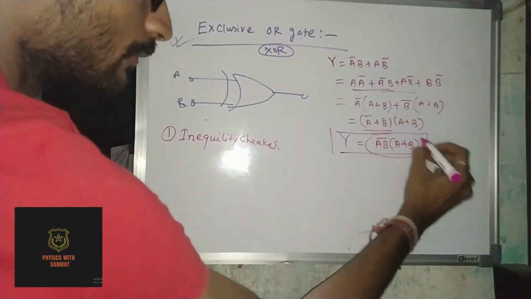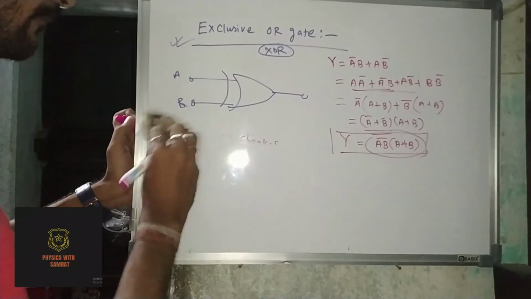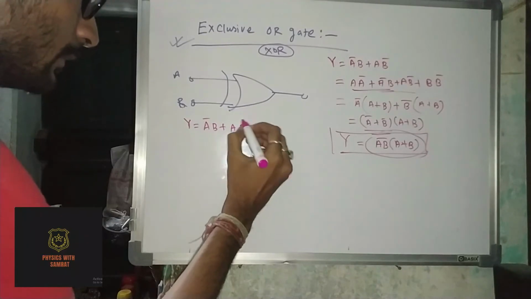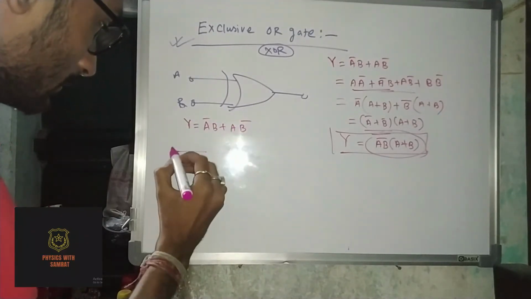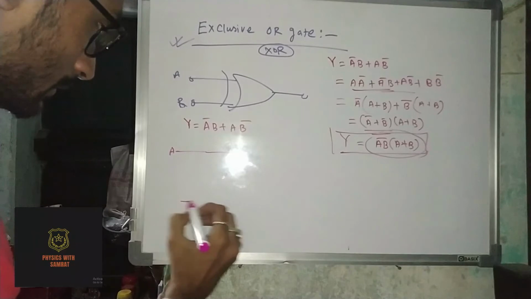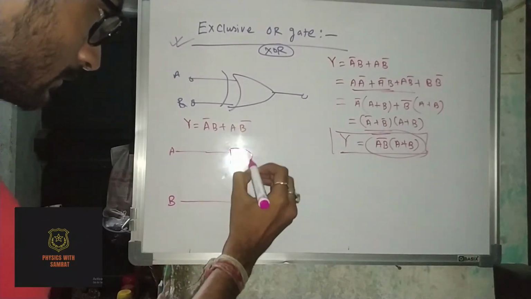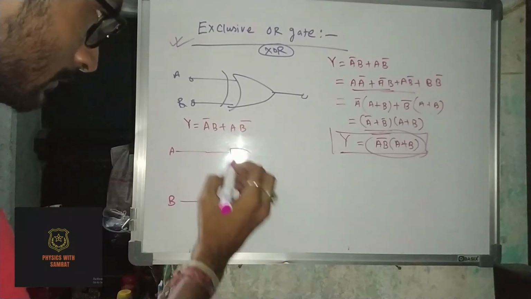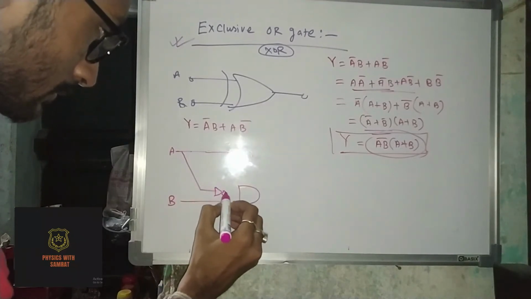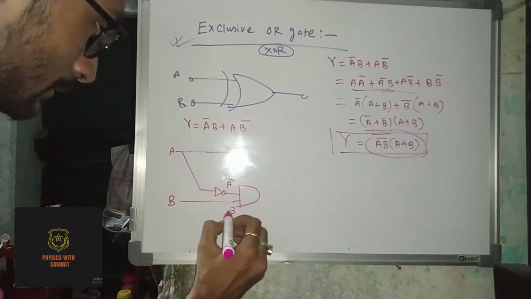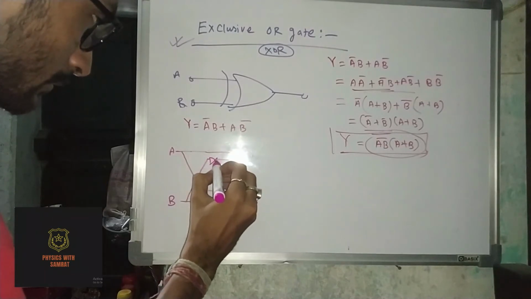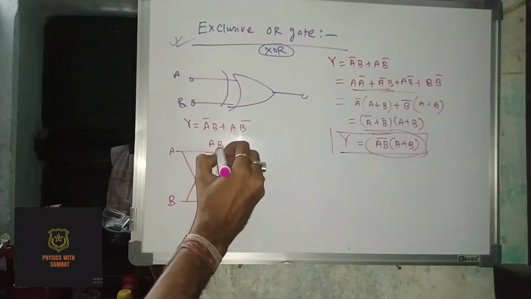So what is this? If we draw Y is equal to A bar B, A B bar, it looks like A, you can say this is B, A bar, okay, this is A bar, this is B, add a NOT gate, and this will be B bar. So A B bar.